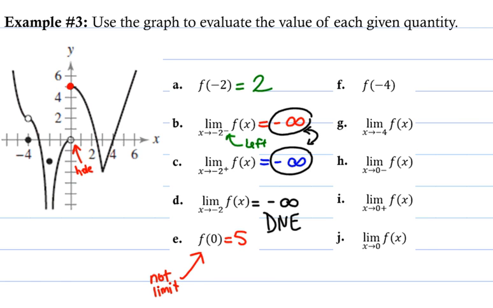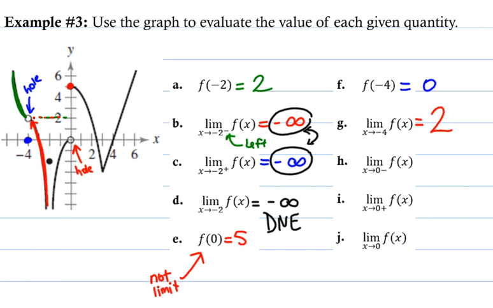F of negative 4. So where's negative 4? Here's negative 4. This, again, is a hole, so that's not going to work. So the answer is 0. Now they want me to find the limit as x approaches negative 4 overall. This is left and right. So from the left, here's the left. What is the height? Oh, look at that, 2. Well, here's the right. What is the height as it gets closer to negative 4? Look at that, it's also 2. They're the same, so the limit is 2.